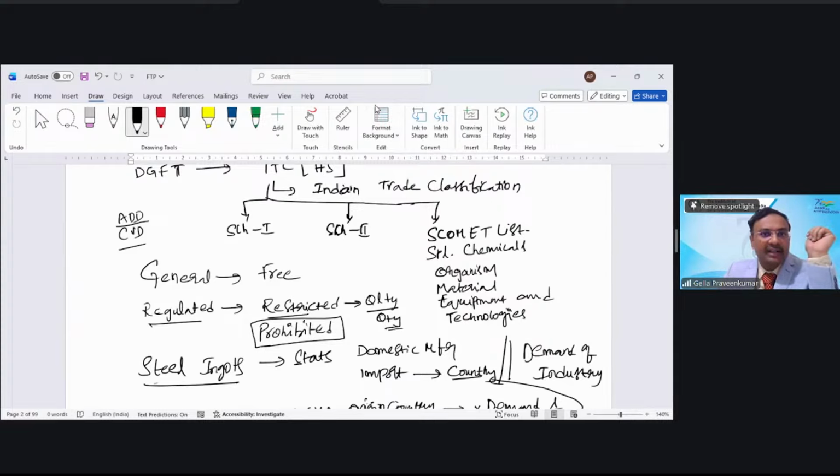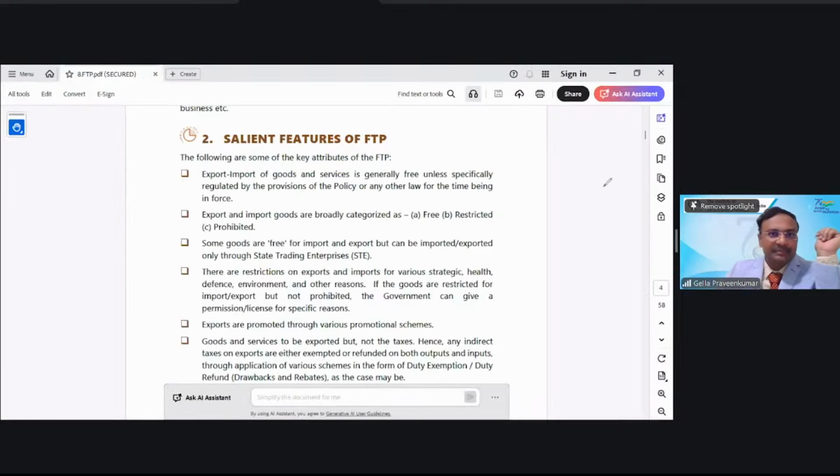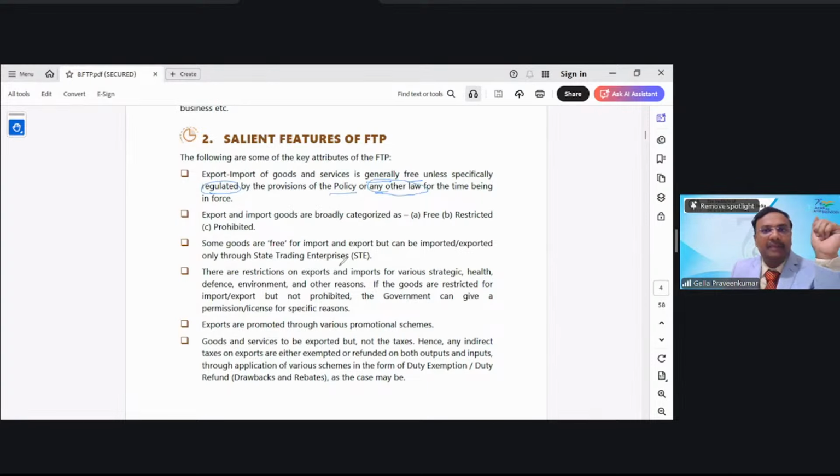Now, this is where my DGFT comes into play, where they are saying that goods and services are generally free unless regulated. I do this myself as a policy, or under any other law for the time being, like the Ministry of Health or Narcotics Department. I get information from the Ministry of Health saying that, look, so-and-so drugs can be imported into India in a diluted form. These drugs are hazardous in nature, so please regulate these particular drugs, even if they come in a diluted fashion.